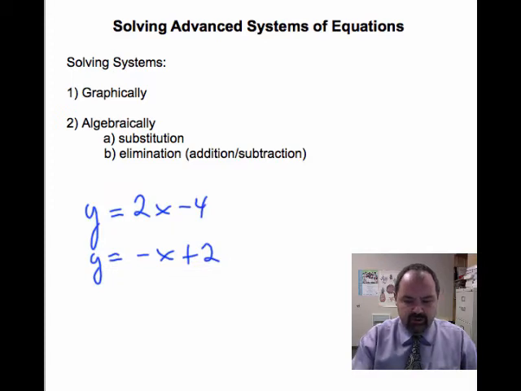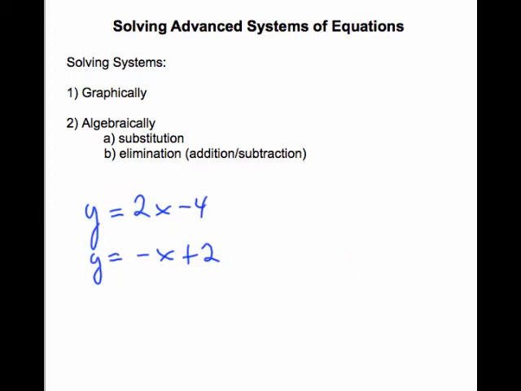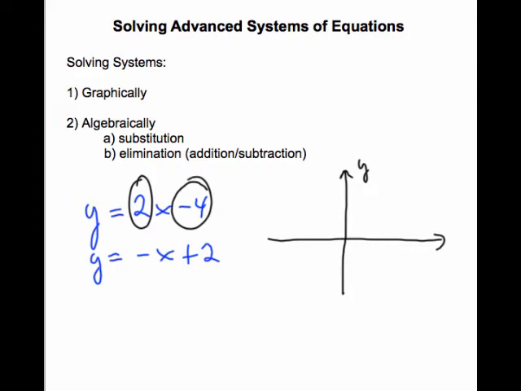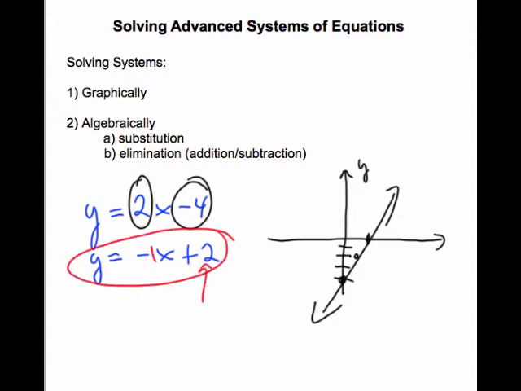Just to refresh your memory, if I have two lines, and I'm just going to graph these two lines, I know the slope is 2 and the y-intercept is -4, up 2 over 1, up 2 over 1, etc. And this line has a slope of -1 and a y-intercept of 2. So start at 2, drop 1 over 1.